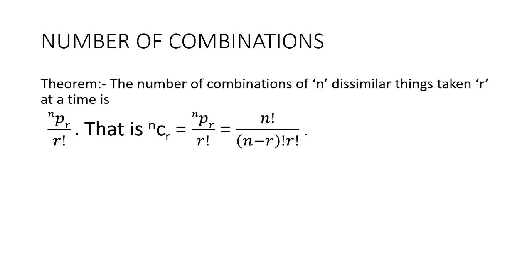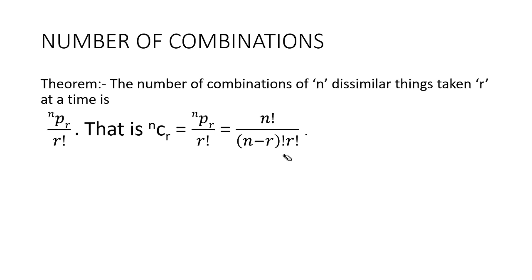And then we have defined what a combination is. In the case of combinations, order does not matter. The number of combinations of n distinct objects taken r at a time is going to be nPr upon r factorial. That is, n choose r is equal to nPr upon r factorial, which is going to be n factorial upon (n minus r) factorial times r factorial.